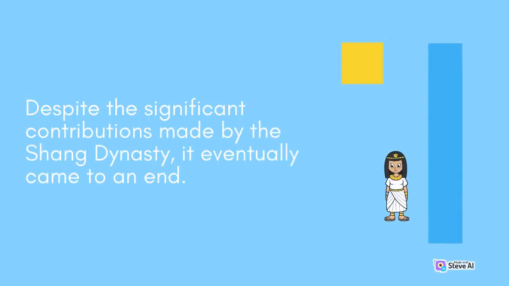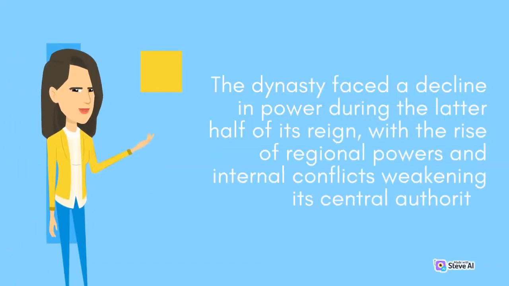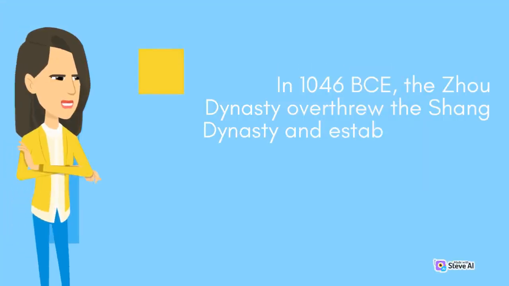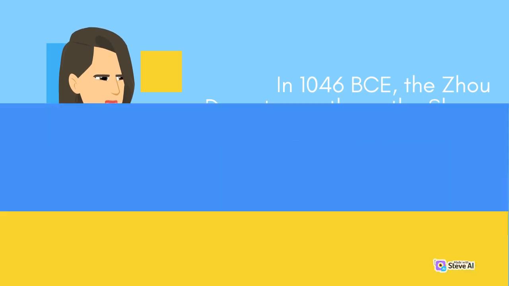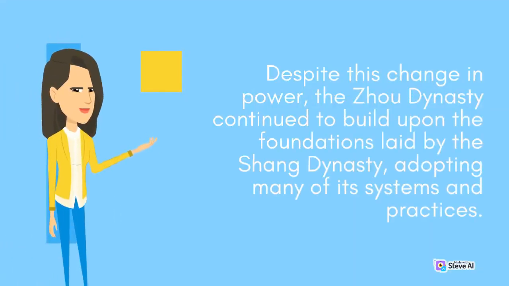Despite the significant contributions made by the Shang Dynasty, it eventually came to an end. The dynasty faced a decline in power during the latter half of its reign, with the rise of regional powers and internal conflicts weakening its central authority. In 1046 BCE, the Zhou dynasty overthrew the Shang dynasty and established their own rule, marking the beginning of the Western Zhou period. Despite this change in power, the Zhou dynasty continued to build upon the foundations laid by the Shang dynasty, adopting many of its systems and practices.